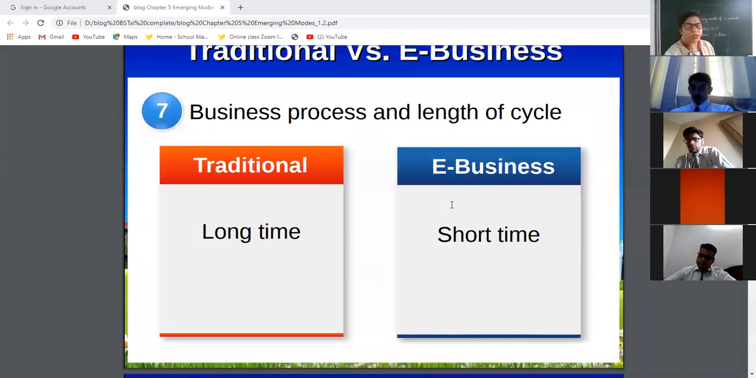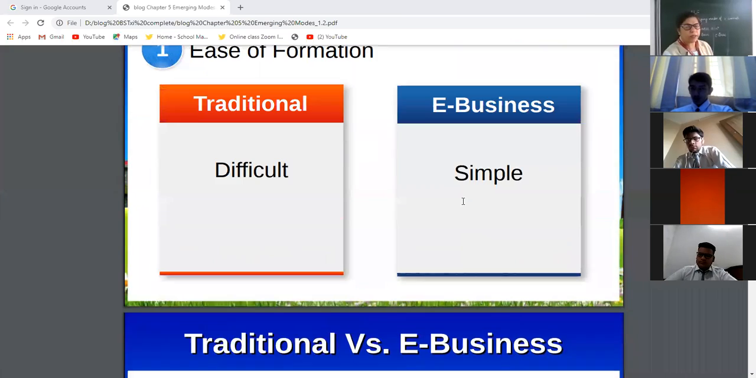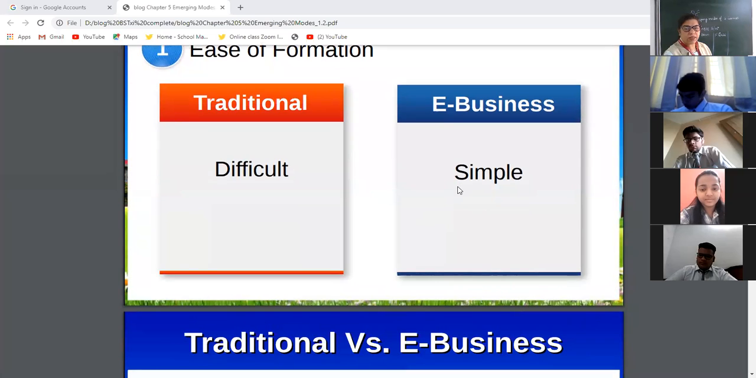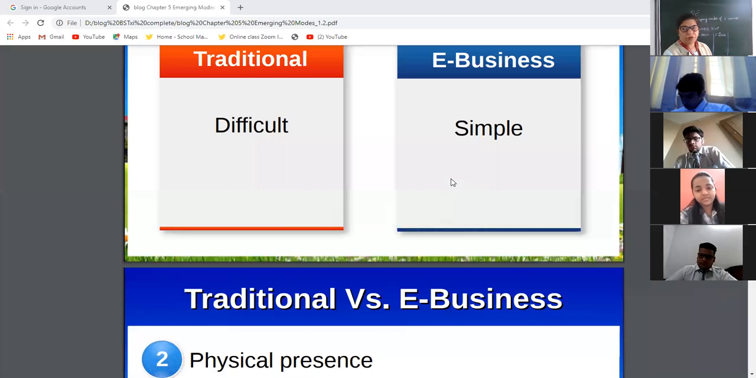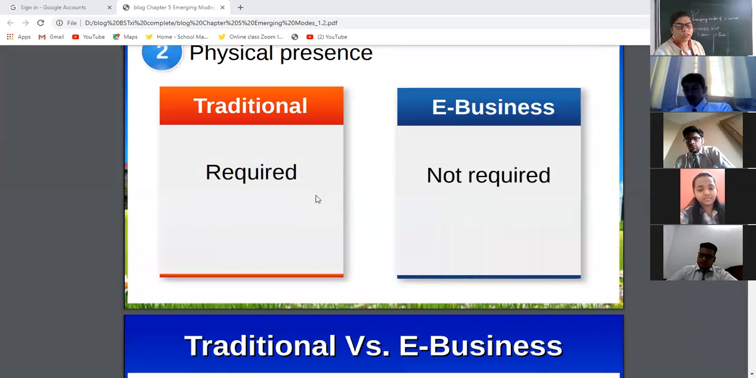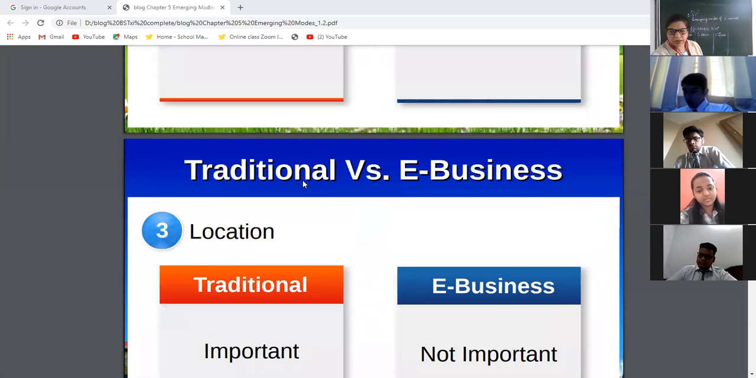So today we completed this topic. First of all, I explained formation. Traditional business is difficult because it requires more investment, more stock, more workers, more time, and the e-business process is very simple, just a few things. Physical presence in traditional business is required. In e-business, that is not required.